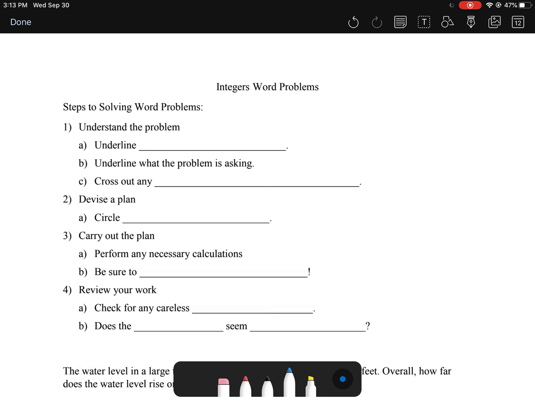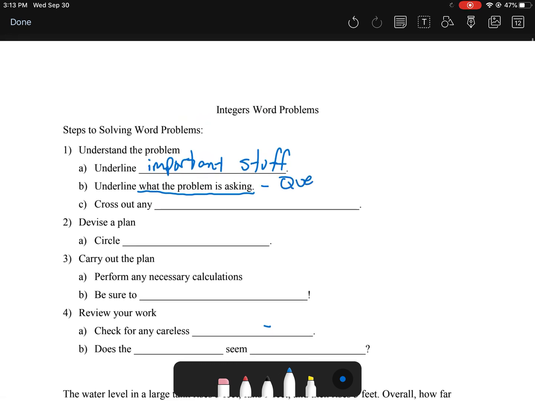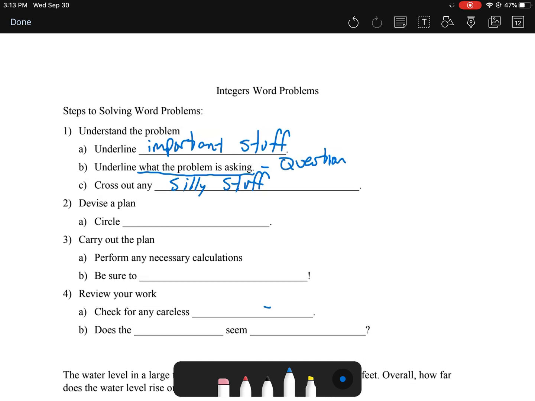What steps you should be making when doing word problems. So step one, you need to understand the problem by underlining the important stuff. Part of that important stuff is underlining what the problem is asking. So that means the question. And then cross out any silly stuff. Any unnecessary thing that you don't care about that's not part of the problem, you can just cross it out.